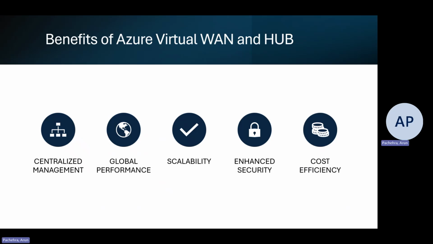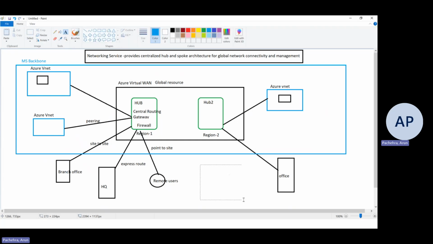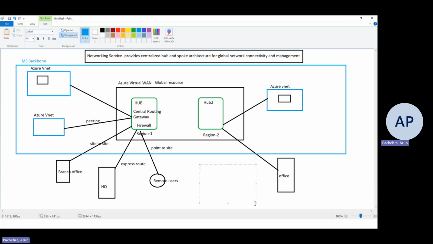Now, let me put the design again, and all those things that we have talked about as of now, you can easily make them into benefits. For example, centralized management. It is repetitive, but it will help to retain the knowledge. Okay, what else? Performance, or rather global performance. Why? Because of that backbone.